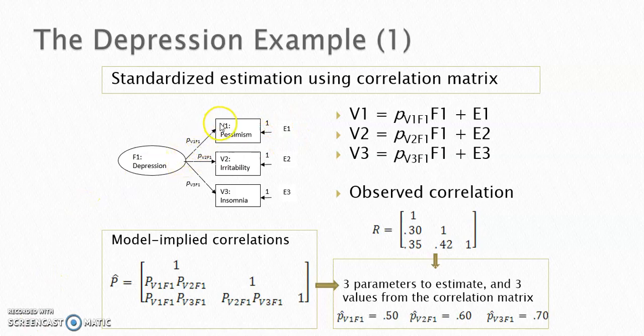For example, the factor loading from depression to pessimism is 0.50. Square this value, you get 0.25, which means about 25% of the variance in pessimism can be explained by this depression underlying factor. 1 minus 0.25 gives you 0.75. That means about 75% of the variation for V1 is from those random and/or systematic errors.